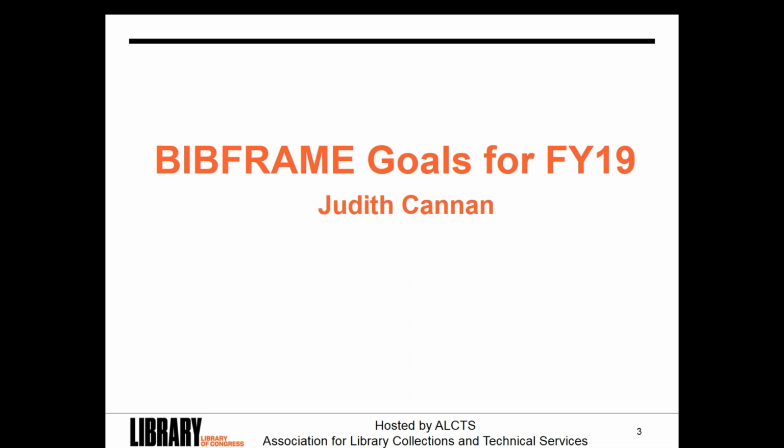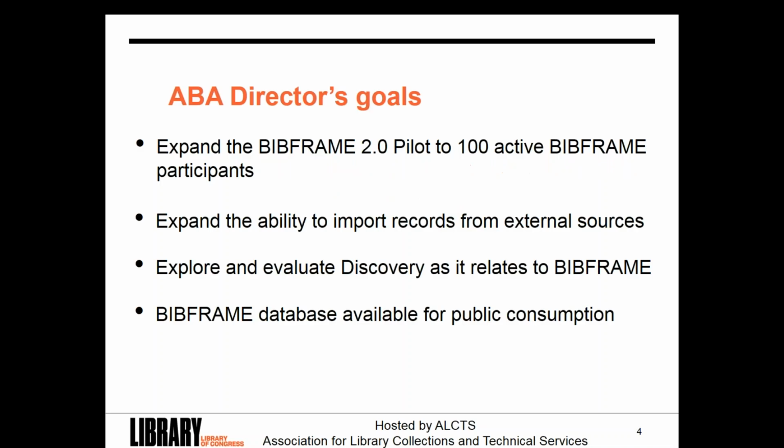The ABA director has goals. Each year we set BIBFRAME goals, and right now we're in FY19, fiscal year 2019. So I'm going to address the director's goals. But first of all, I want to say to you that BIBFRAME at the Library of Congress is considered a mega APG. That means an annual performance goal. And as such, it means that the director of Acquisitions and Bibliographic Access, Beecher Wiggins, has to report to the Librarian of Congress, Dr. Carla Hayden, twice a year on the progress made with BIBFRAME.